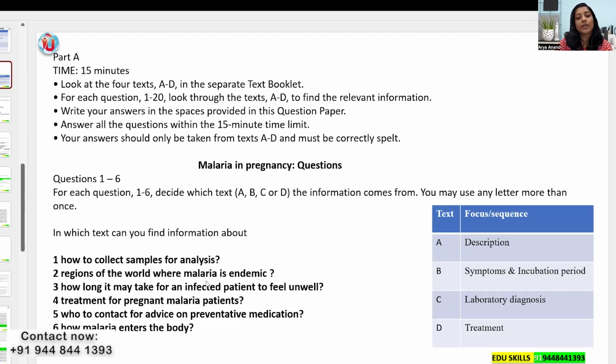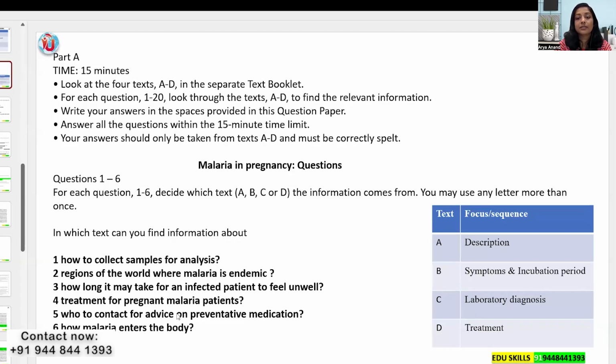Regions of the world where malaria is endemic. You can write your answers. Then how long it may take for an infected patient to feel unwell. So the sequence is here. You can just see and write your answers. Then treatment for pregnant malaria patients. Treatment for pregnant malaria patients. Then the fifth question, who to contact for advice on preventive medications? The sixth question, how malaria enters the body.